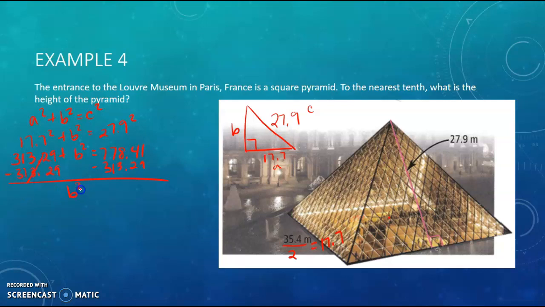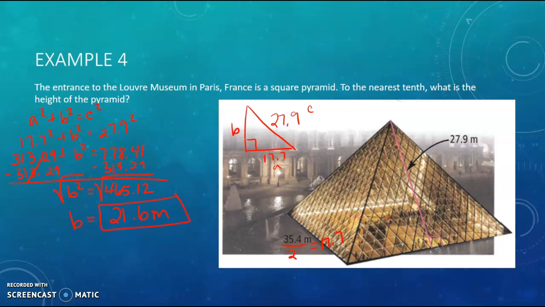And so then b squared will equal 465.12. But I want the height. And right now this is b squared, so I've got to square root both sides because that is our last step. And so then b will equal the square root of 465.12, which is 21.6, and then we are in meters. And so the height of the pyramid is 21.6 meters.